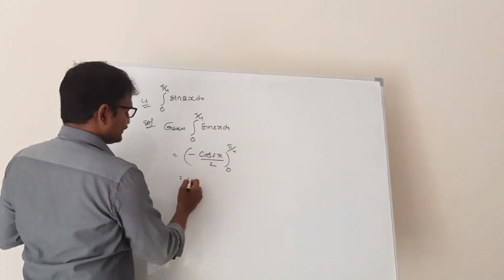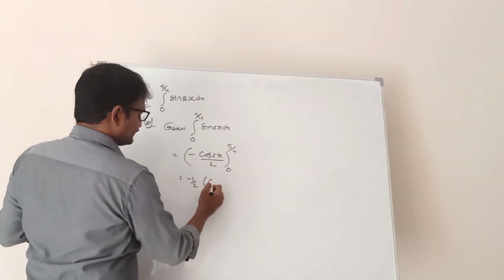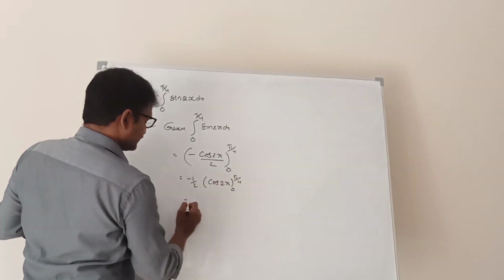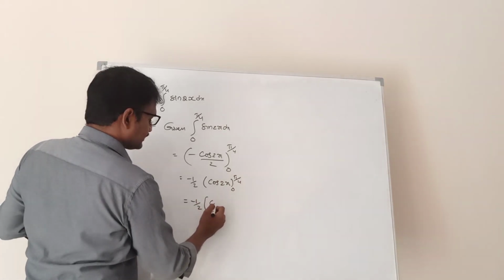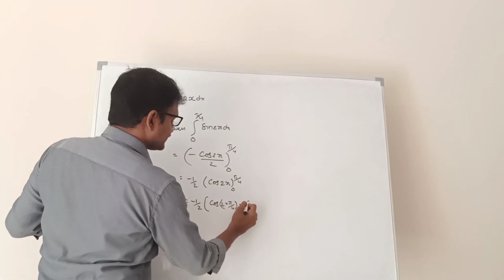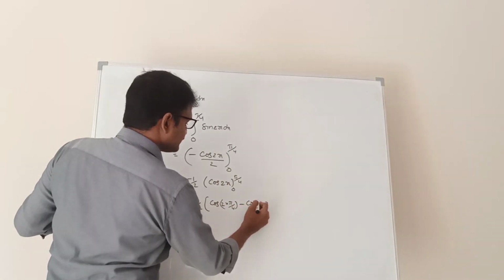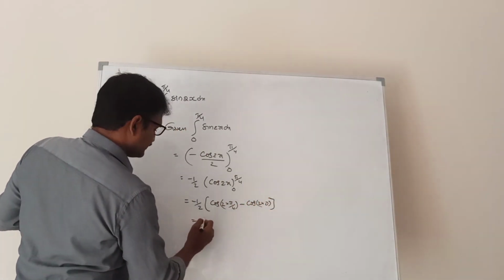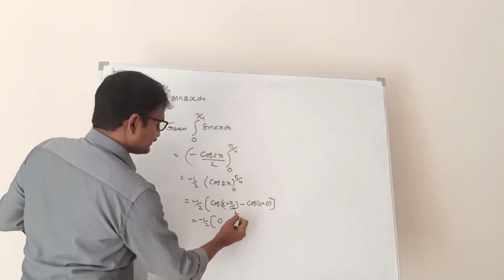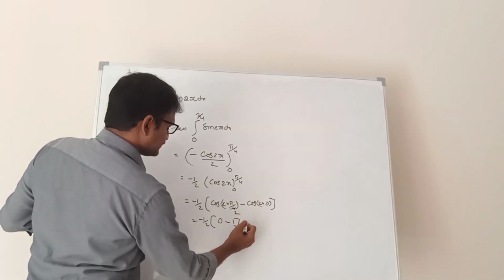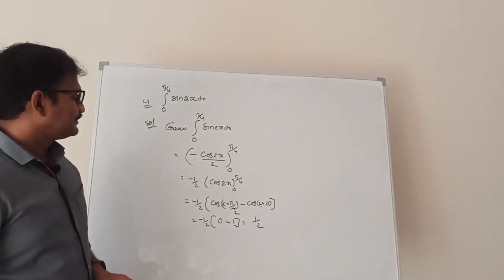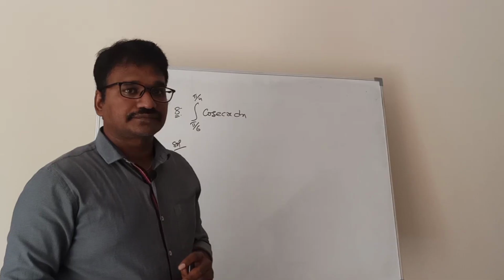So here minus 1 by 2 is constant, right? Constant outside. Cos 2x into 0 to 45 minus 1 by 2 into cos 2 into 45 minus cos 2 into 0. So minus 1 by 2 into cos 90, 0 minus cos 0, 1. 0 minus 1, minus 1 into minus 1 by 2, 1 by 2. This is the value of the given function.